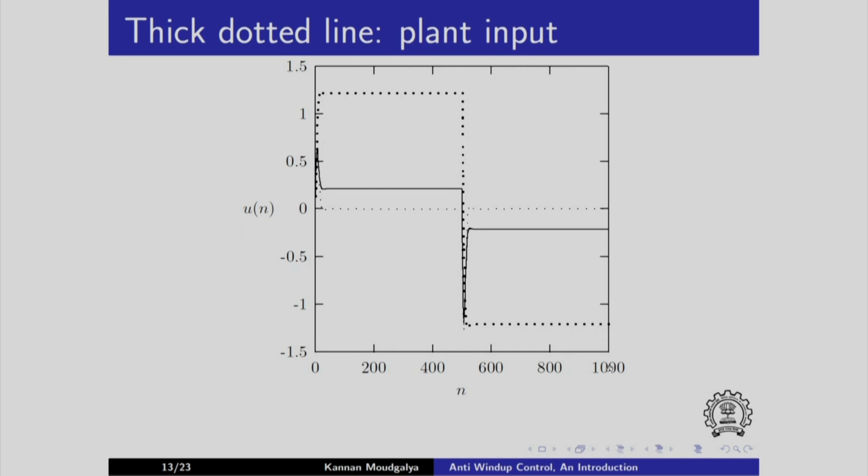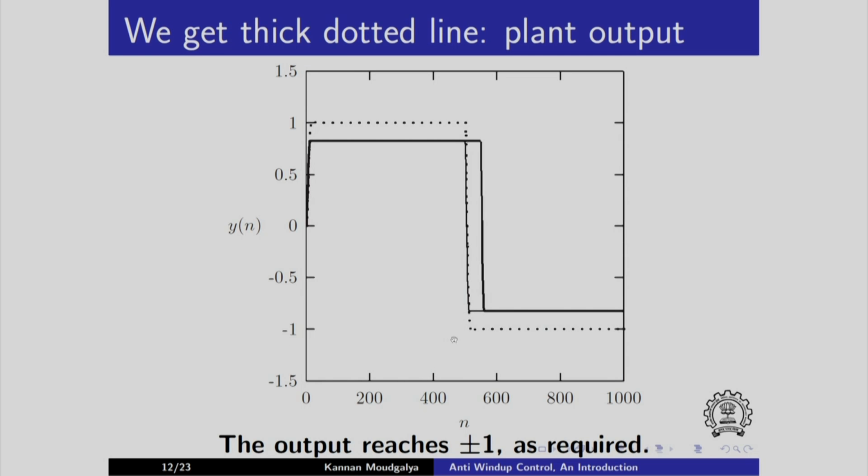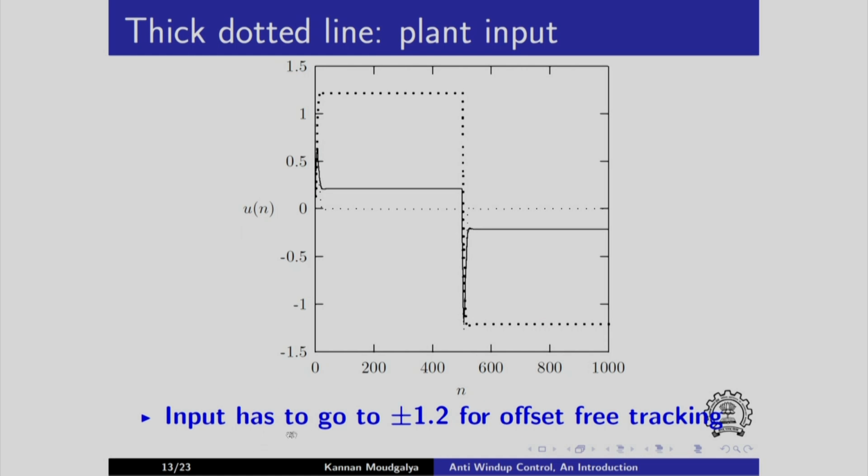We are doing the simulation for 1000 intervals, and this switch occurs exactly at 500. Let's go to the previous figure. See that at 500 it starts going in the opposite direction, it becomes negative. For the first 500, the reference signal says that y should be at plus 1. For the last 500, it says that it should be minus 1. So the input has to go to plus or minus 1.2, plus here and minus here, for offset free tracking.